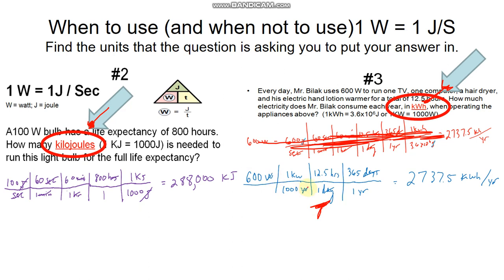Start with 600 watts, 1,000 watts in a kilowatt, 12.5 hours of operation per day, every day for the whole year. Days cancel. A kilowatt times an hour is a kilowatt hour. And the only unit left standing over here is a year. So I know that I'm pretty much doing this problem right because that's what the question's asking me to put my answer in. So when to use and when not to use 1 watt is equal to 1 joule per second, it all depends what the question's asking you to put your answer in. Again, this is kilojoules, it's some form of joule. And this is kilowatt hours over here. So do it the easier way if you can. Skip this step. The more steps that you use, the more chance you're going to make a mistake.